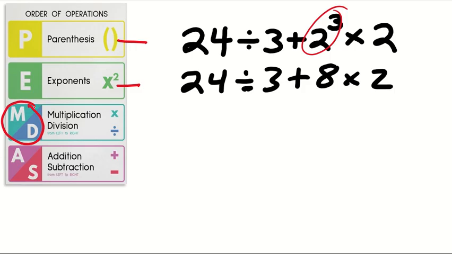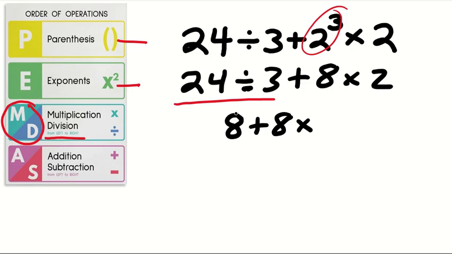Now, do I have any multiplication and division? Yes, I have both of them. I have division right here, and I have multiplication right there. So which do I do? Well, if you read the fine print, you do whatever happens first from left to right. So it's like you're reading a book, which means we would actually do the division first. So let's do the division first and then the multiplication. So we got 24 divided by 3 is 8, which leaves us 8 plus 8 times 2.